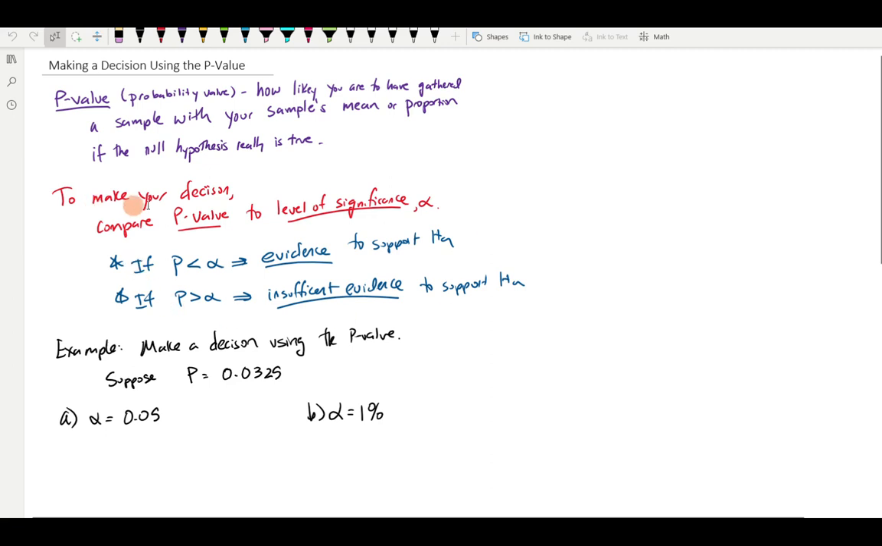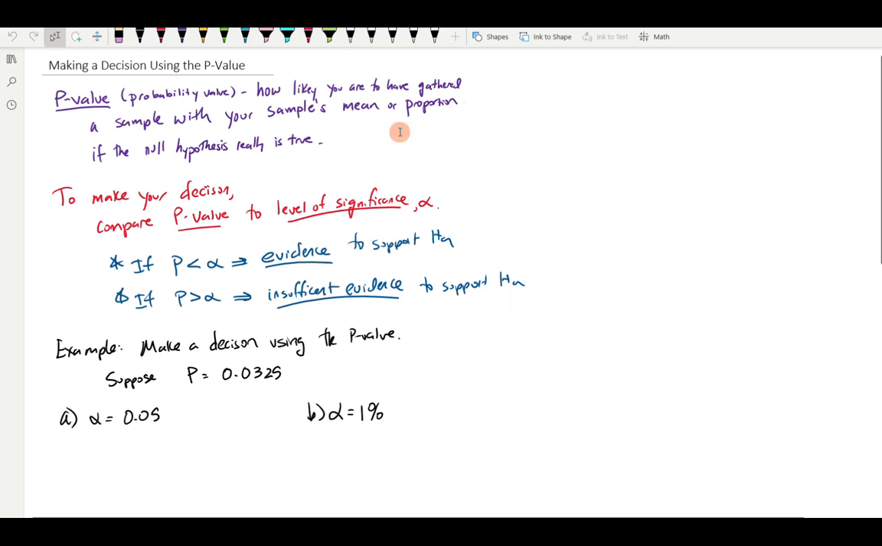So you make your decision by comparing the p-value to the level of significance. Specifically, if your p-value, the probability that your sample would happen randomly if the null hypothesis is true, is less than the level of significance, that is evidence to support the alternative hypothesis. And if your p-value is greater than the level of significance, that is insufficient evidence to support the alternative hypothesis.